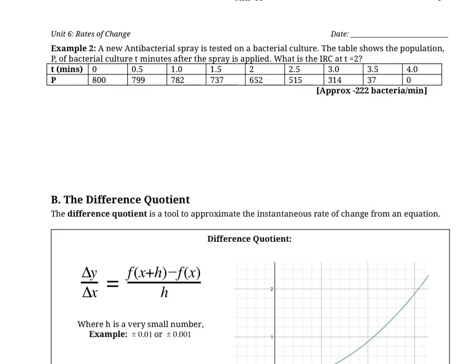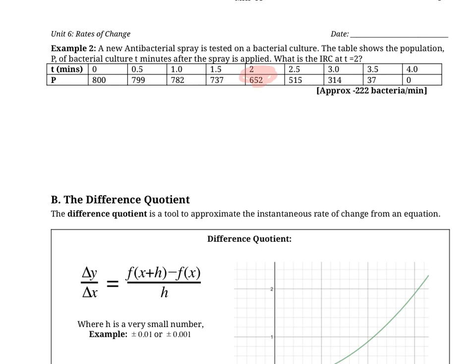So here's a problem where we're given a table and we're asked to find the instantaneous rate of change at t equals 2. So basically, what is the rate of change at this point? How fast is the population changing at that point? How are we going to do this?